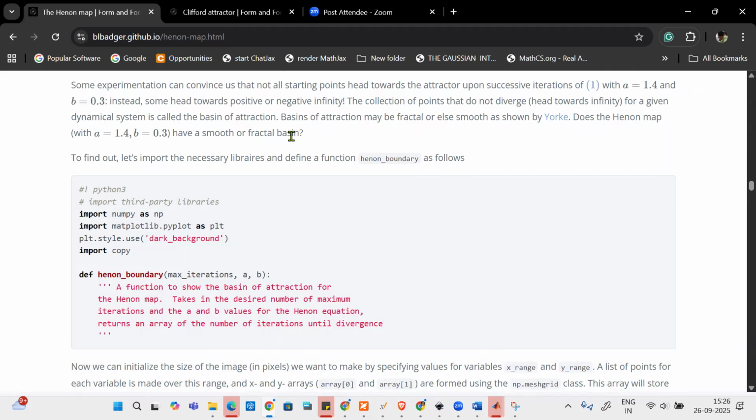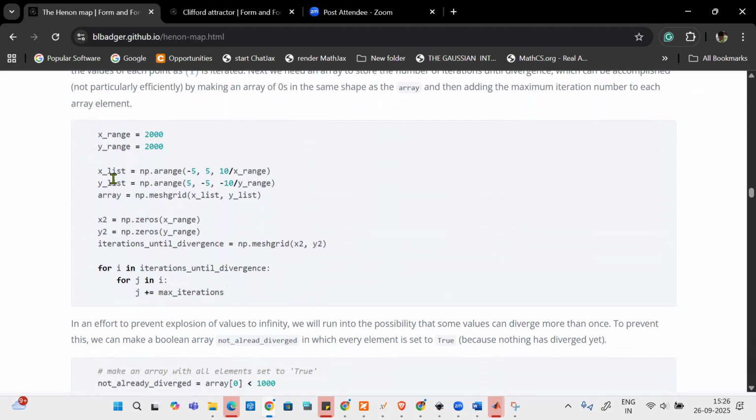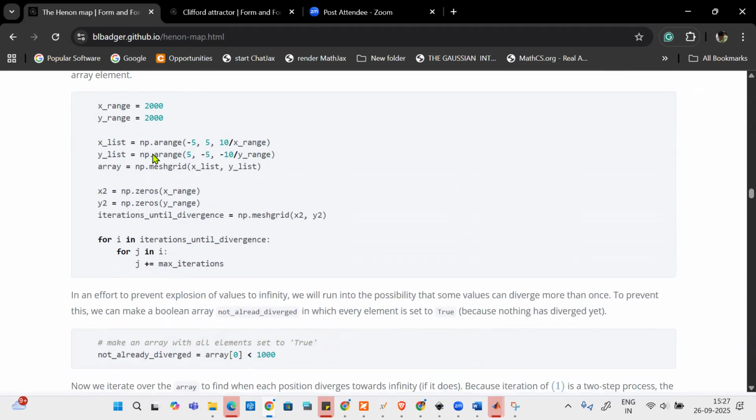To find out, they have coded it up. They are doing a heat map. You can see from -5 to 5, they take 2000 points in between. That's how they are making a fine grid on X, and on Y also they are making that grid. So you get a 2000 cross 2000 set of points.